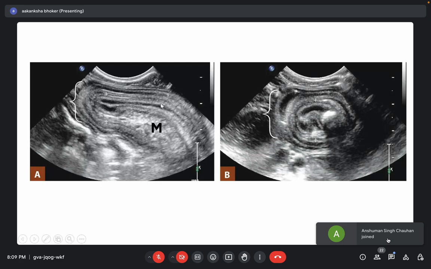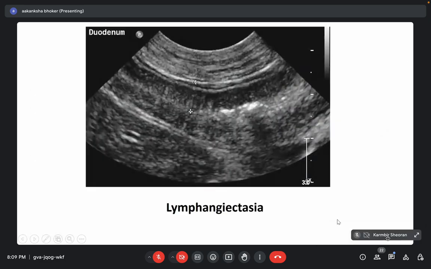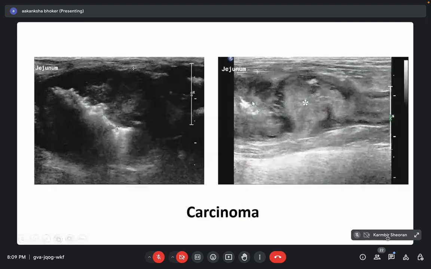In longitudinal, we will see multiple layers, because there is an outer encasing sheath in which the inner intussusceptum has been received. So multiple layers can be seen. This is lymphangiectasia seen within the duodenum. Like I told, in the duodenum these perpendicular hyperechoic lesions can be seen, and these are enlarged lacteals. So it is lymphangiectasia.